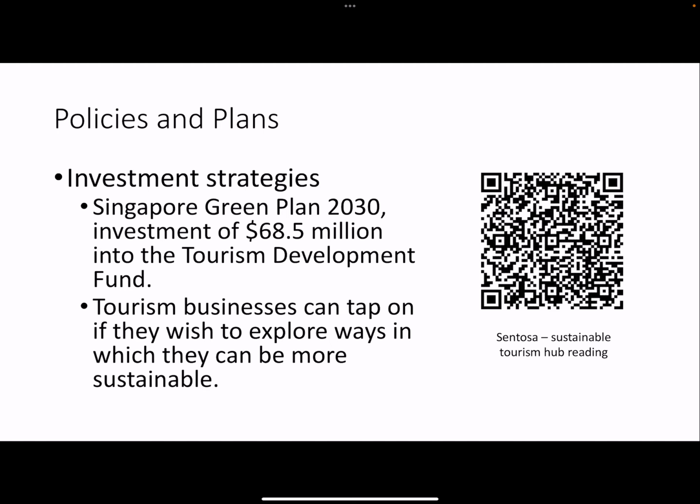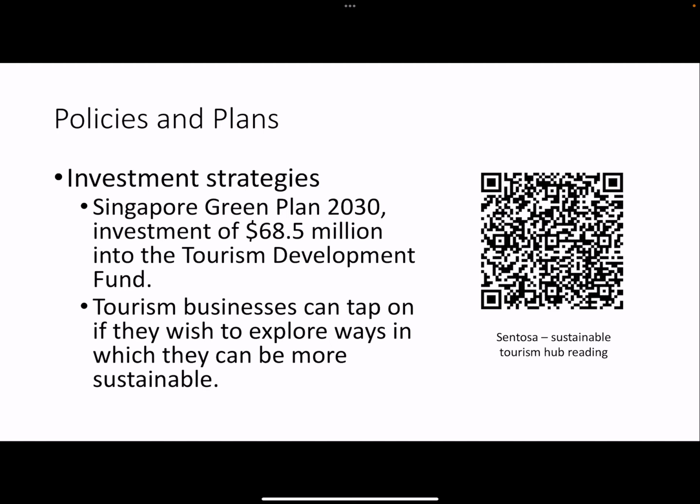And this is something that only the government has oversight as well as the ability and power to do. So what we're looking at then, if you scan the QR code, you will be brought into a reading article that hopefully you can find some time to read. It gives you some background about this development of Sentosa that's upcoming.